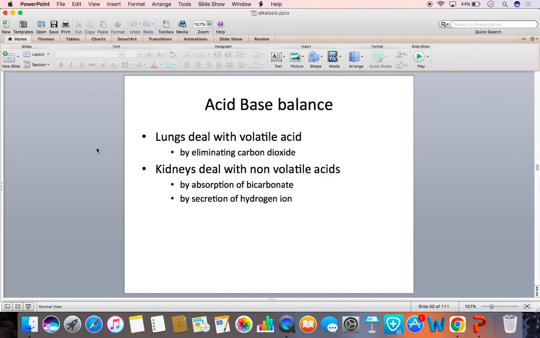Acidosis is the pathological process that results in acidemia. Similarly, alkalemia is the situation wherein pH of the blood is more than 7.45, and alkalosis is the pathological process that results in alkalemia. These are the meanings of the different terms used in acid-base disturbance.